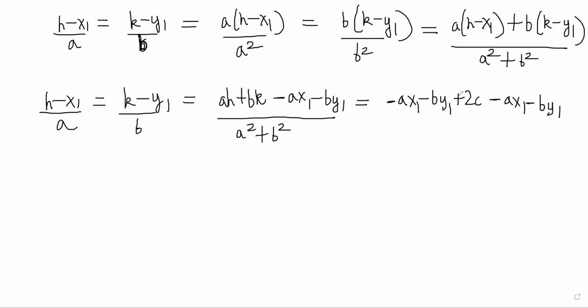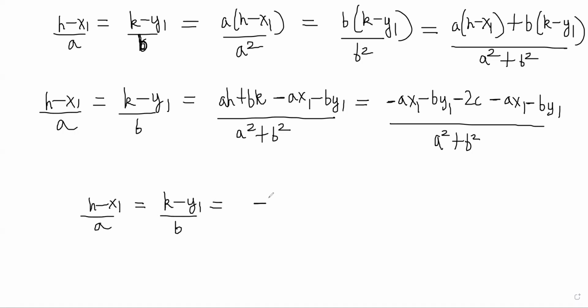Actually, I made a mistake. This was minus 2c, not plus 2c. You should check that again. We have this is minus 2c. So you get this by a square plus b square. And finally, I get the result that I wanted to show, which is h minus x1 by a is equal to k minus y1 by b is equal to minus 2 times ax1 plus by1 plus c by a square plus b square.